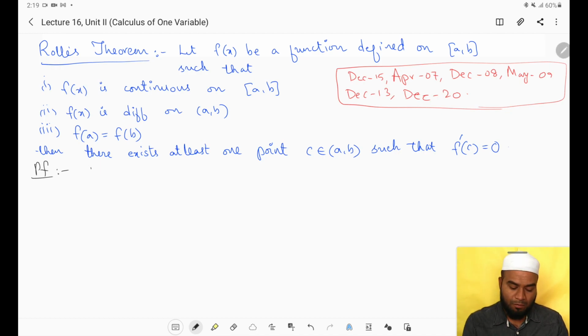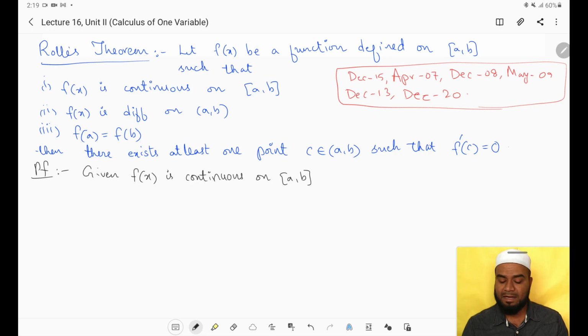So what is given? The first condition says that f of x is continuous on the closed interval a comma b. A continuous function on a closed interval a comma b is always bounded, right? If you see the geometrical meaning of this, suppose I am having a continuous function, like this is the continuous function. Let this be the initial point A and let this be the end point B, right? In between A and B, if a function is continuous, then obviously you can find the maximum value and the minimum value of the function.